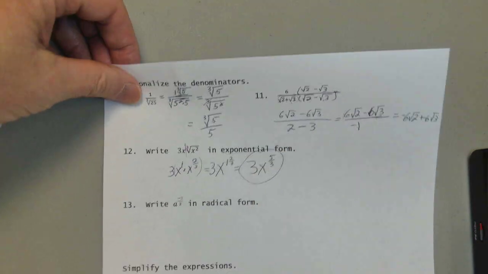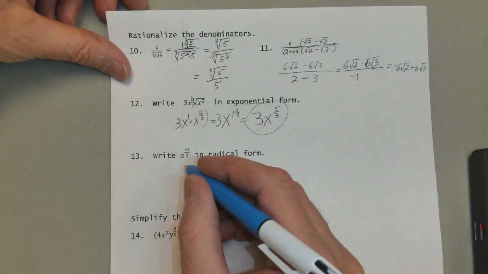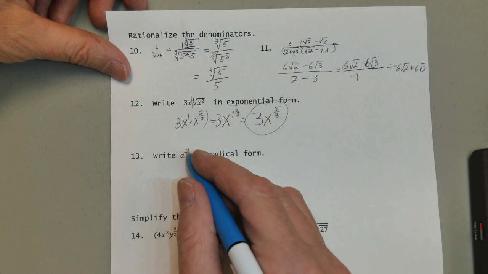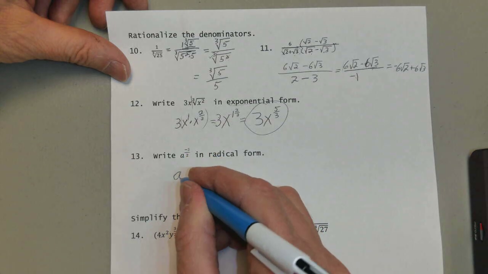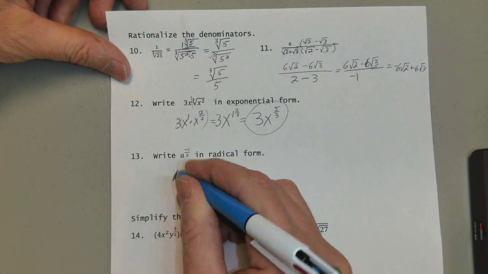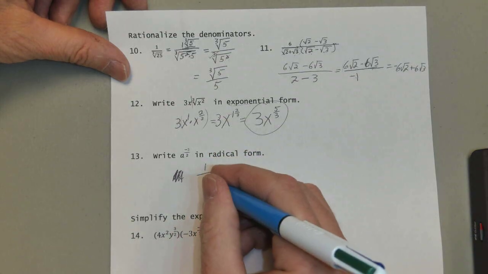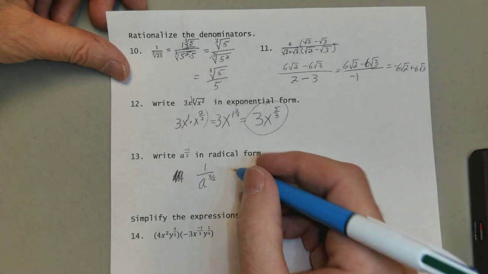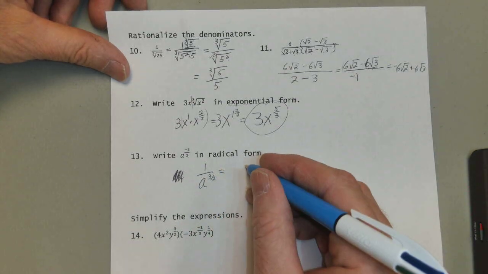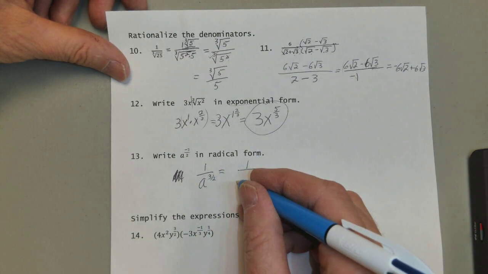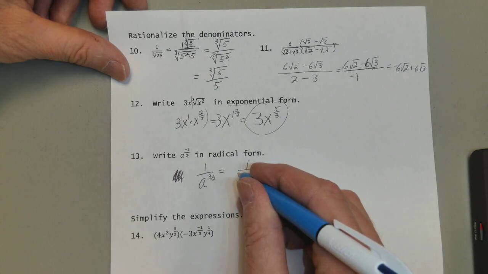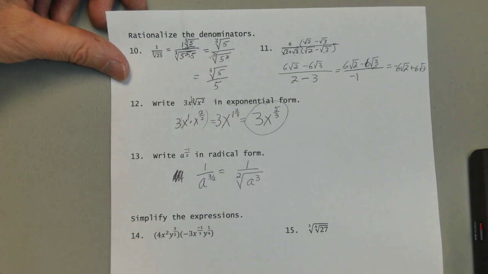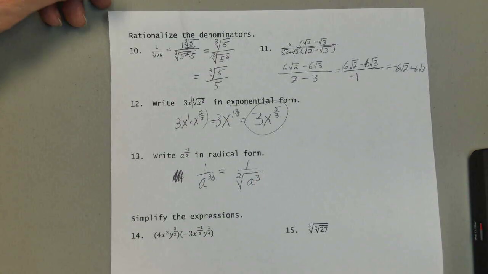And then 13, we're going to write that in radical form. And that's a to the negative 3/2 power. I'm going to write that as 1 over a to the 3/2 power. And then 1 over, that means a square root here, and an a to the 3rd here. It's in radical form now.